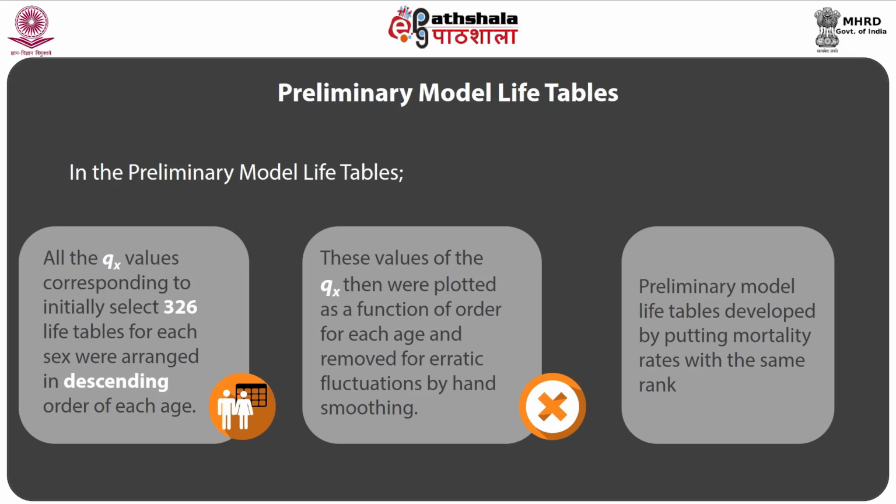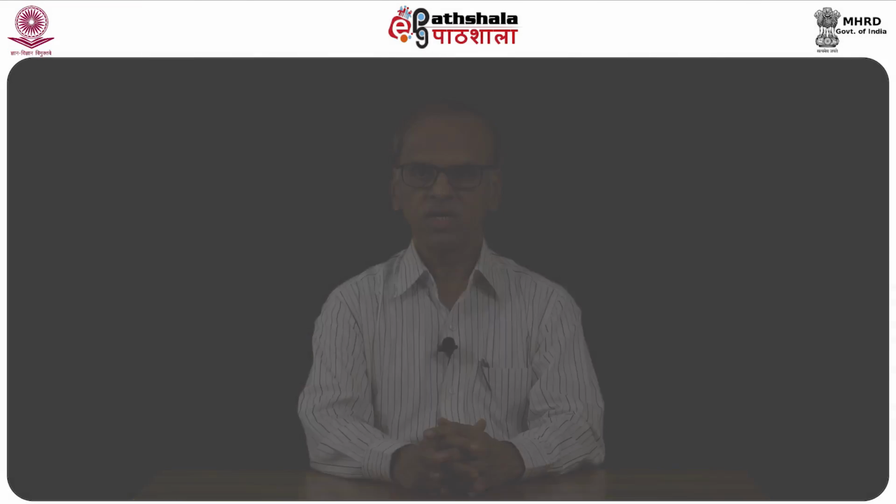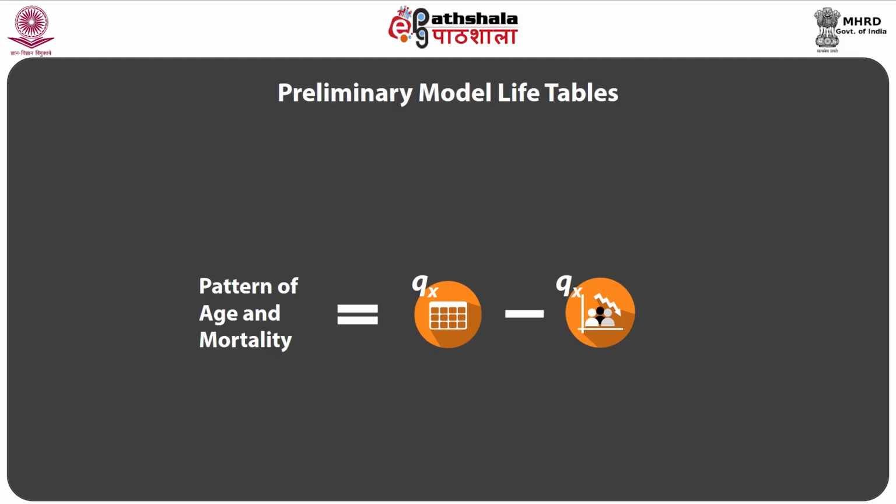These values of the qx then were plotted as a function of order for each age and removed the erratic fluctuations by hand smoothing. Preliminary model life tables were developed by putting mortality rates with the same rank. From the preliminary model life tables of 326, the pattern and deviation of age pattern of mortality was measured as the difference between qx in the given table and qx in the model life table.